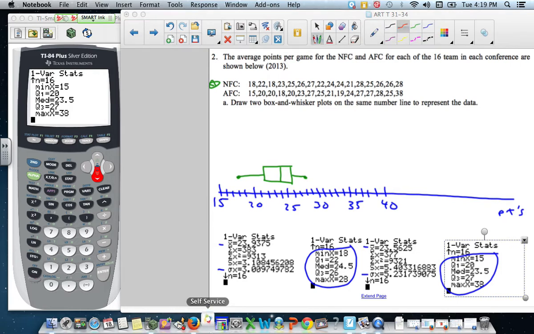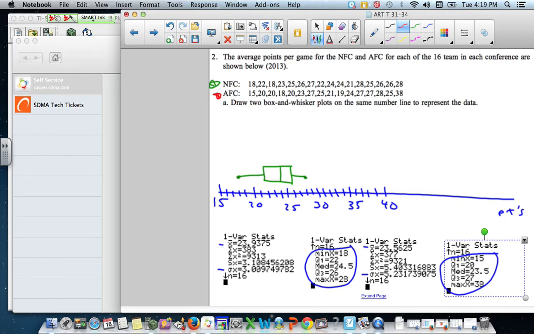I'll do the same thing for the AFC. The minimum is 15. Now I'm going to put this one a little higher above here. And if you'd like, you can write in the numbers here too so it's easier to see. Minimum 15, maximum 38. Q1 is 20. Median is 23.5. And the Q3 is 27. Draw your box around those three, connect them out to the whiskers.